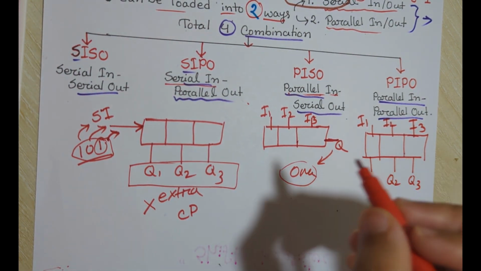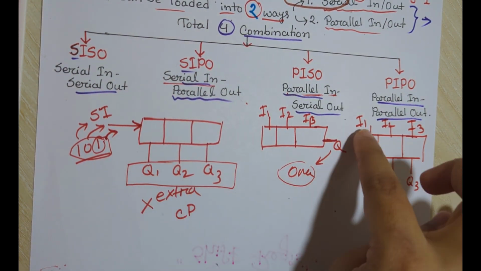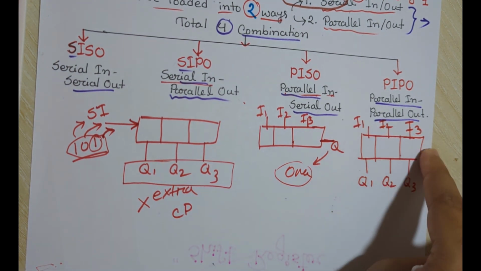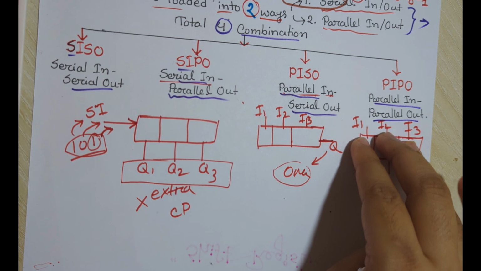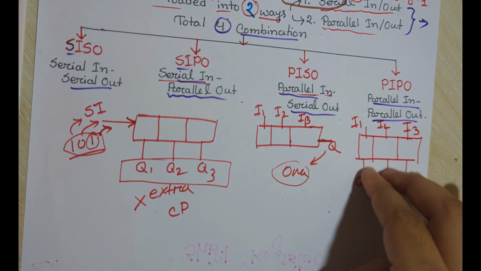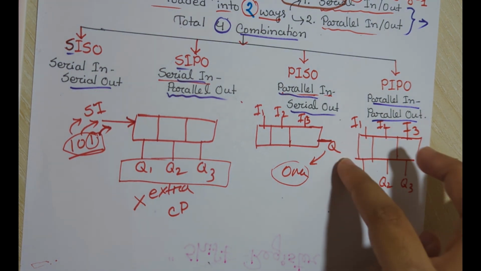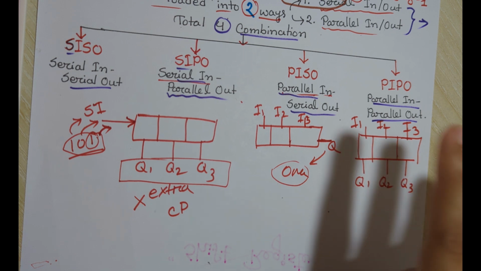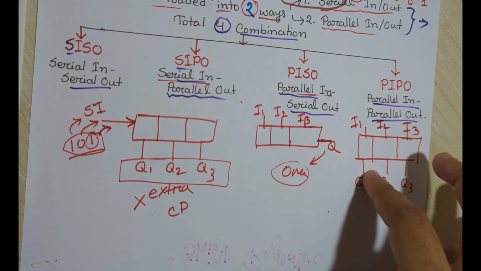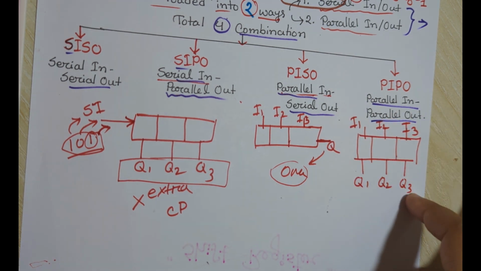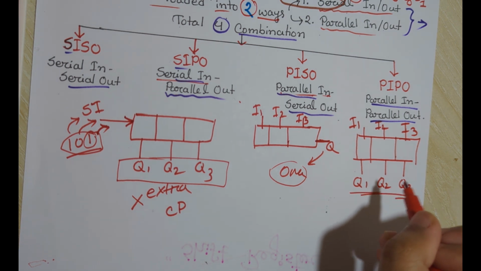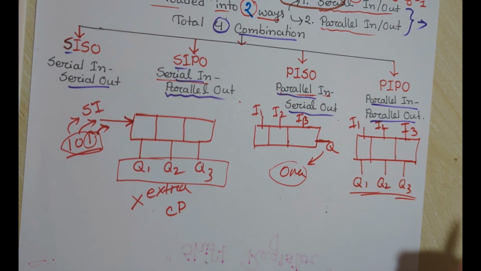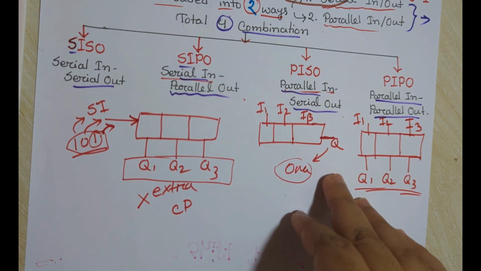So if we give this 101 as input, as it is parallel input, we can give this 3-bit binary information at a time, and we will get all the binary information as output at a time. Means here we also don't need any extra clock pulse. All the 3 bits will be shown at a time because we have parallel output, means we have 3 lines of outputs, but only 1 clock pulse will be applied for all cases.